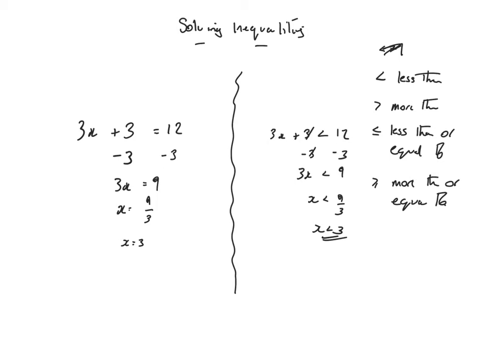Okay, so let's call that example 1 and try an example 2. Example 2, 5x minus 1 is more than 24. Letters to the left, numbers to the right. The inequality this time is in the middle. How do I get rid of minus 1? Add 1 to both sides. And that will be 5x is more than 25. x is more than 25 over 5. And final answer, x is more than 5.